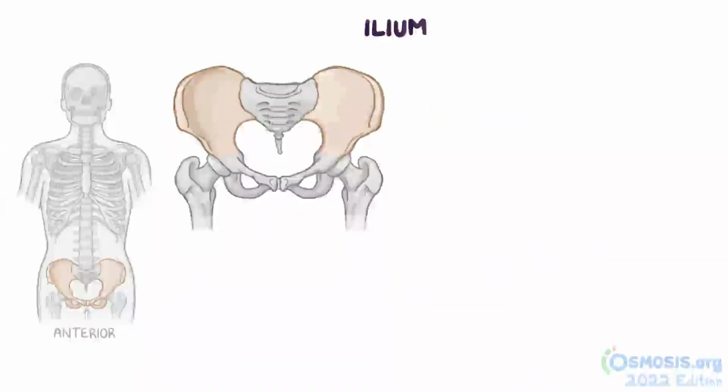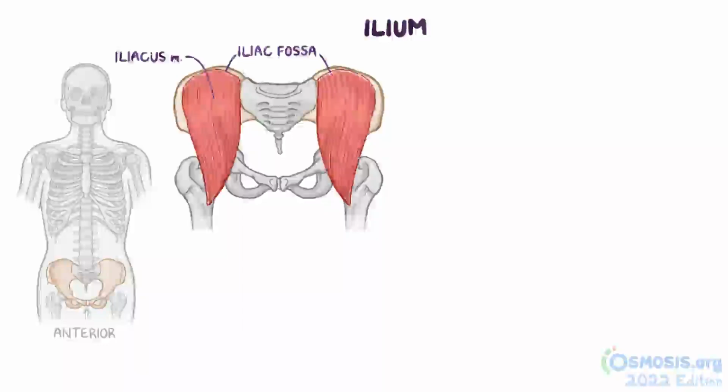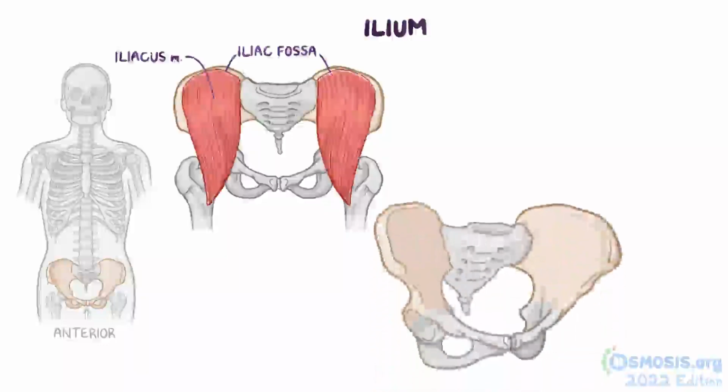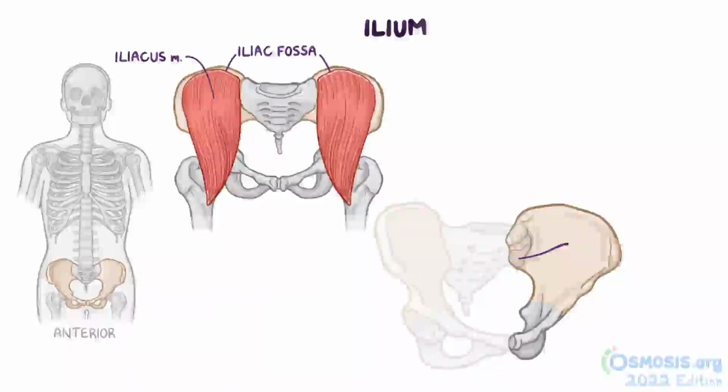Next, the medial surface can be divided into two by the internal lip of the iliac crest. The anterior portion is concave, and it forms the iliac fossa, which is where the iliacus muscle attaches. The posteromedial portion is rough, and it presents the auricular surface, which is shaped like an ear, and articulates with an identical surface on the sacrum to form the sacroiliac joint.